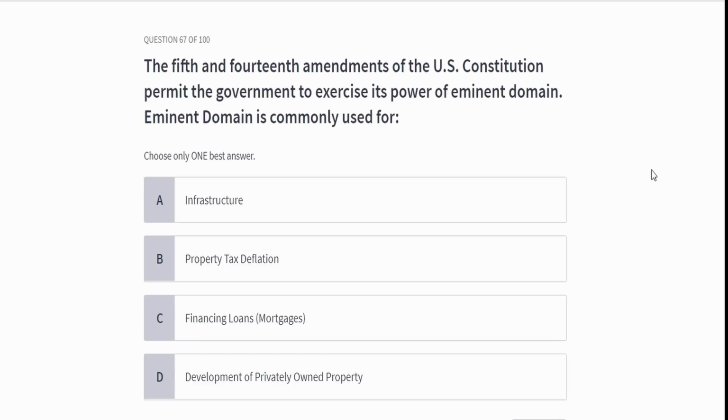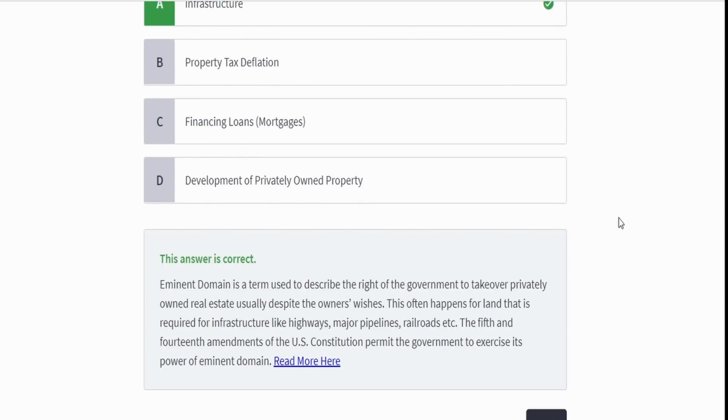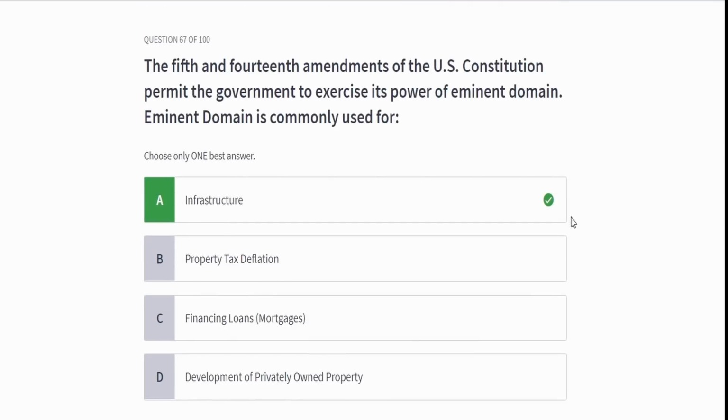All right, let's see who was paying attention in the last video. So what is our correct answer for this one, guys? Well, it's most definitely going to be A. It's infrastructure. Remember, I talked about that. So remember, eminent domain is a term used to describe the right of government to take over privately owned real estate. And again, the bullet point underneath that is usually despite the owner's wishes. But yeah, this often happens for land that is required for infrastructure. Think, guys, highways, pipelines, railroads, things like that. That is what you need to think of when we are talking about eminent domain.